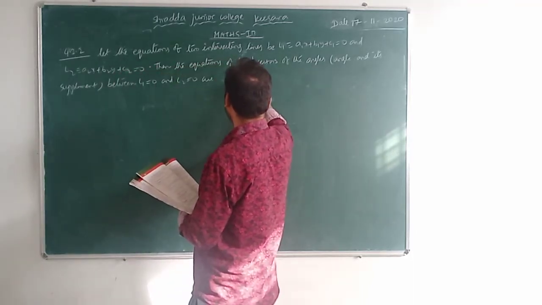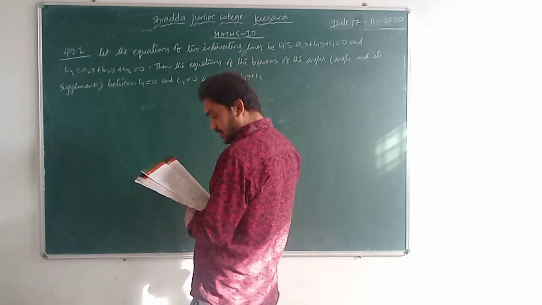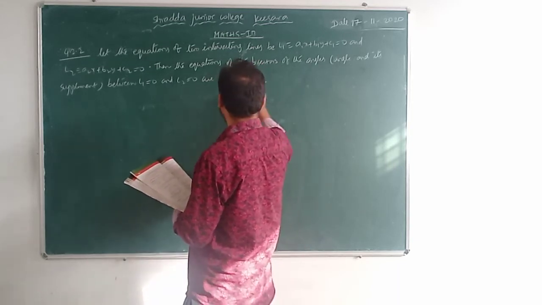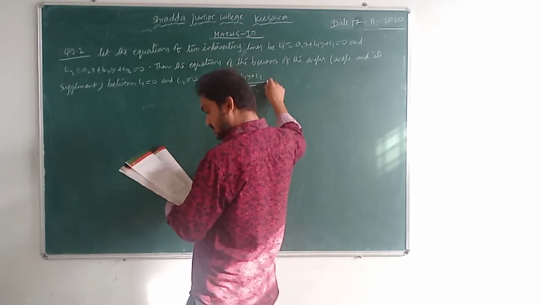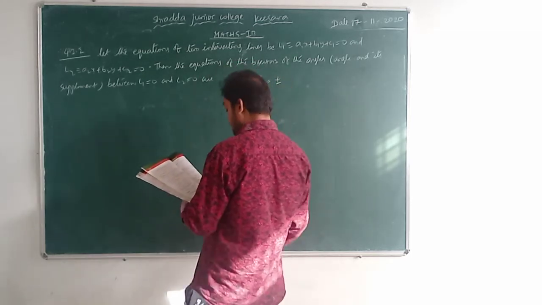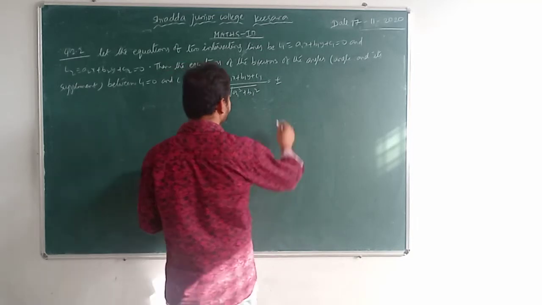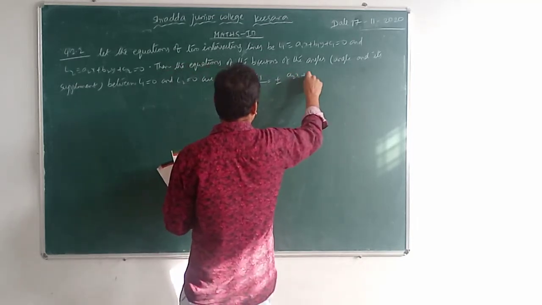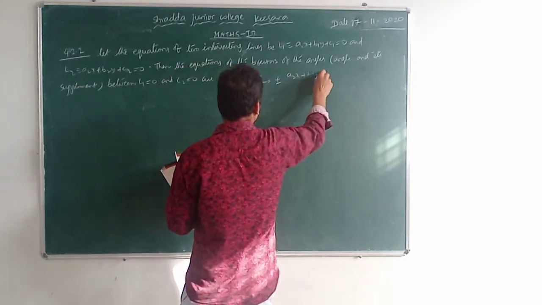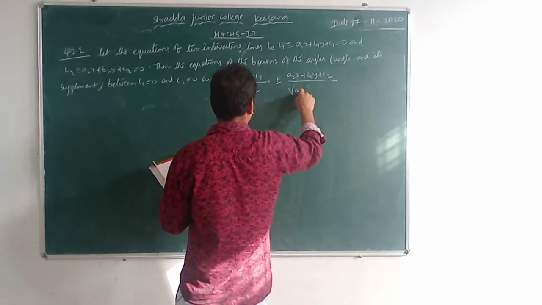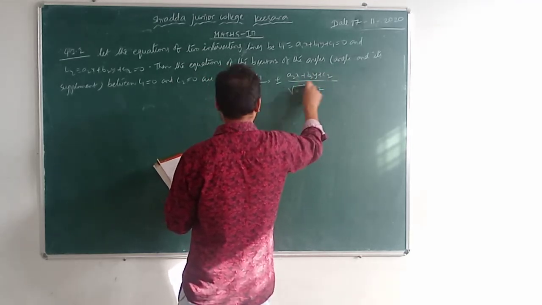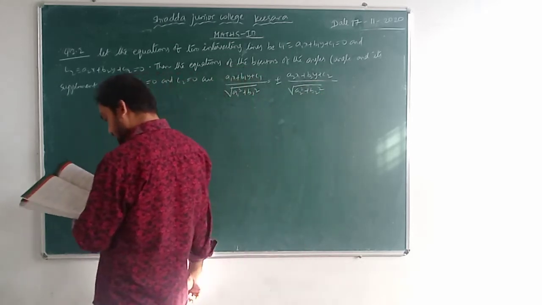A1x plus B1y plus C1 by square root of A1 square plus B1 square equals plus or minus A2x plus B2y plus C2 by square root of A2 square plus B2 square.